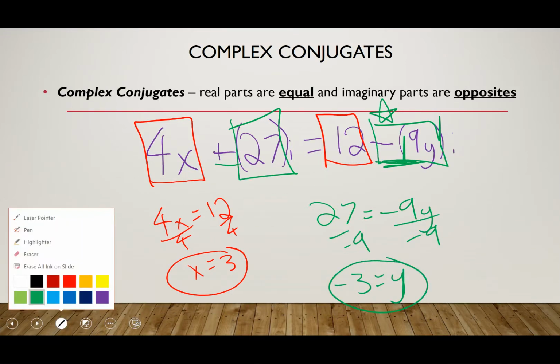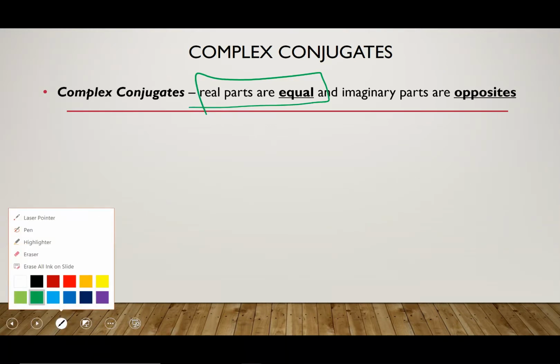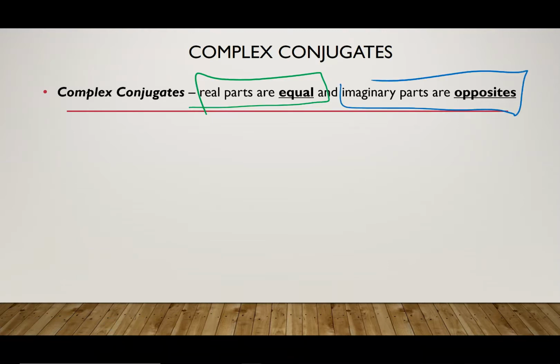Complex conjugates, also a pretty simple process. The general rule of thumb is stated right here. Real parts are equal, which means real parts do not change. And imaginary parts are opposites, which means they do change. So, to give you an example, let's say I have a complex number that's 5 plus 4i. Its complex conjugate is 5 minus 4i.